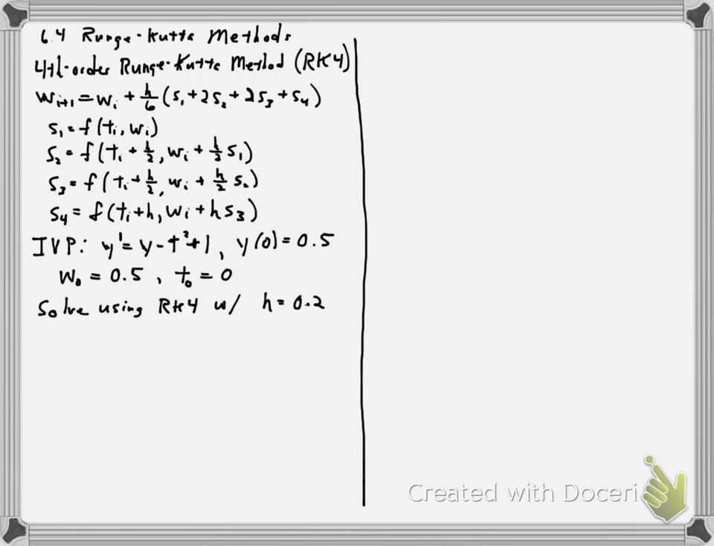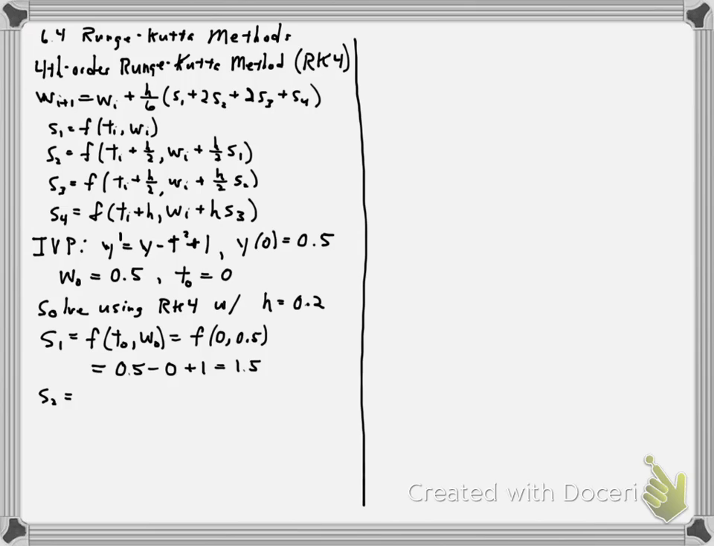So S1 is equal to f evaluated at t0, w0, which is equal to f evaluated at 0, 0.5, okay, which equals, so y is 0.5 minus t squared, or 0 squared, which is 0, plus 1, this equals 1.5.